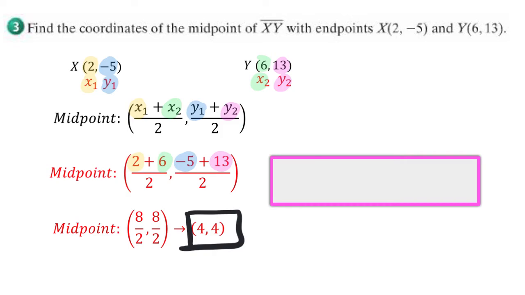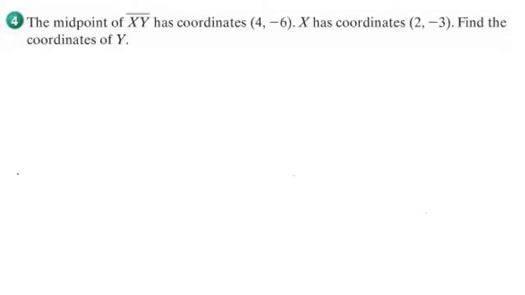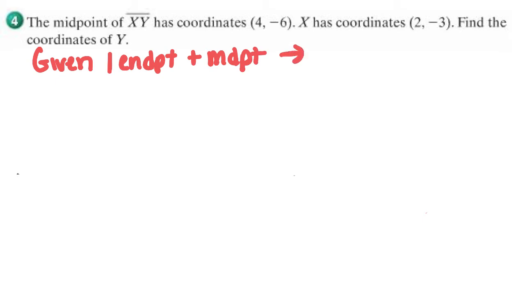The next example says the midpoint of XY has coordinate 4, -6. X has coordinates of 2, -3. Find the coordinates of Y. We'll notice that the biggest difference in this problem is that we are given one endpoint and a midpoint, and you're being asked to find the other endpoint.